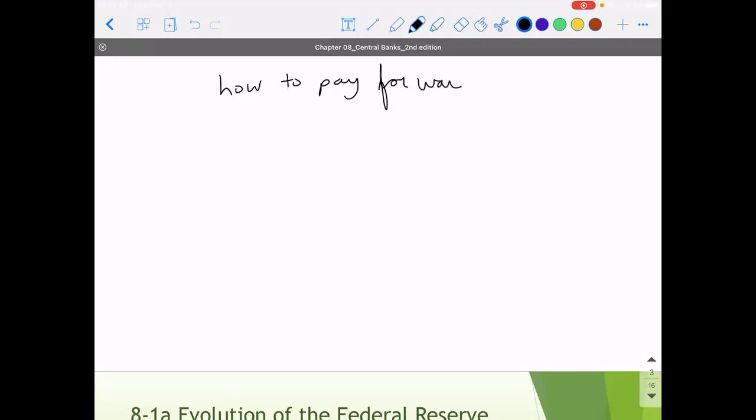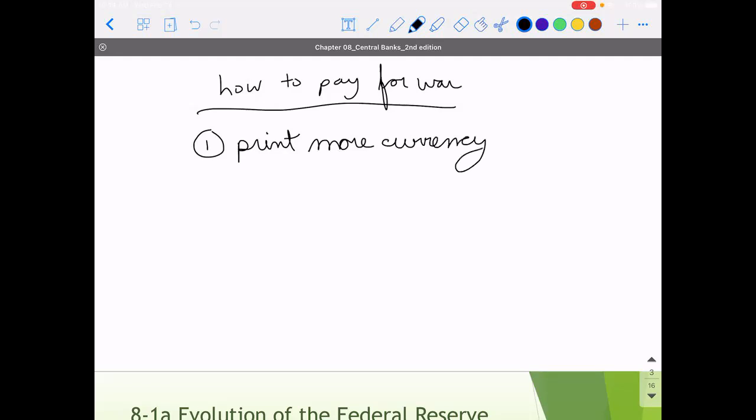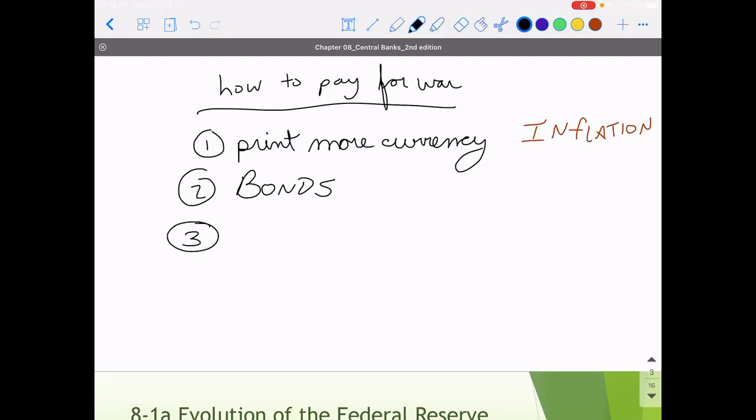So how do you pay for a war, or really for anything? You can print more currency. Now, if you do that, it will cause inflation. So you don't want to do it too much. You can issue bonds. Or you can impose taxes.